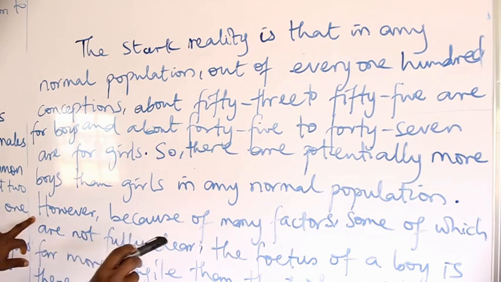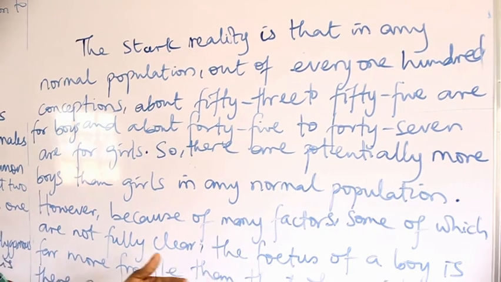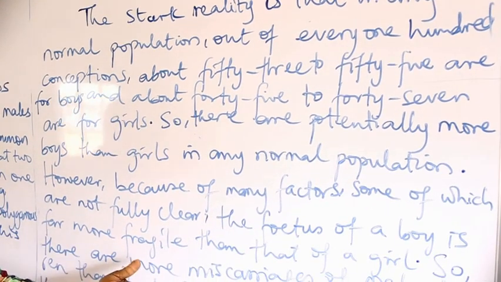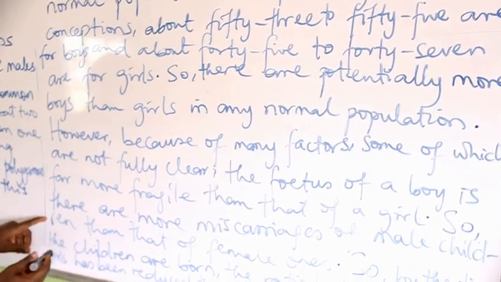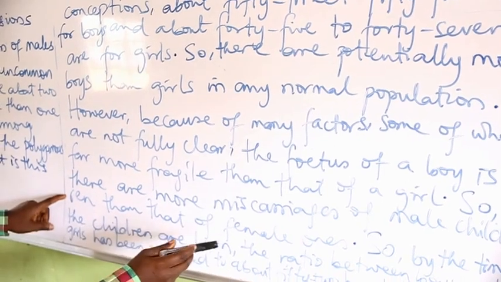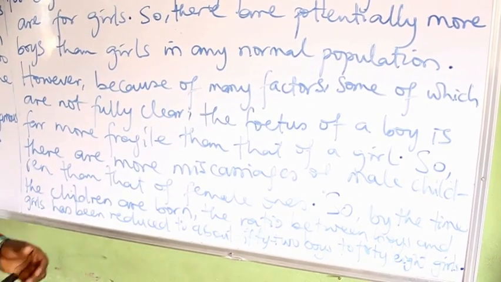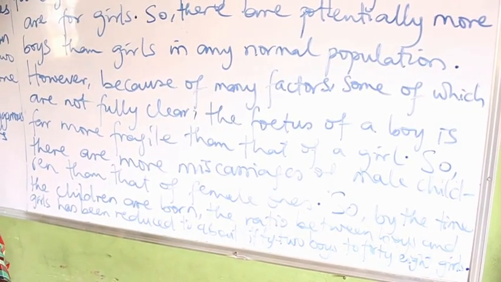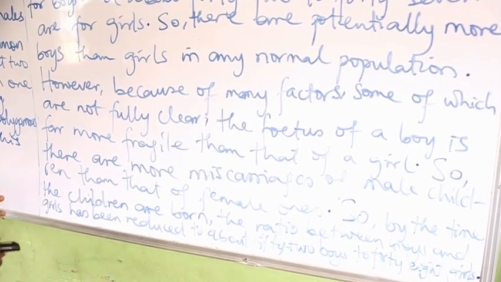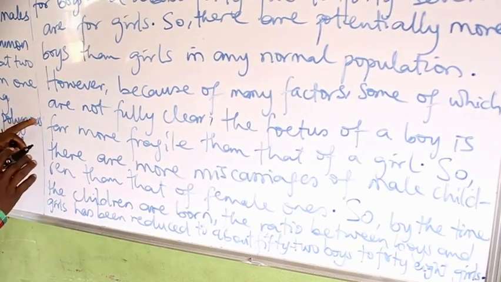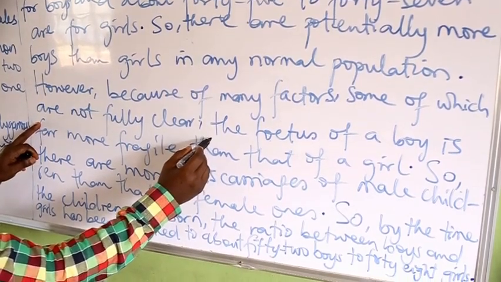However, because of many factors, some of which are not fully clear, the fetus of a boy is far more fragile than that of a girl. So there are more miscarriages of male children than that of female ones. So by the time the children are born, the ratio between boys and girls has been reduced to about 52 boys to 48 girls. Now, if you look at this paragraph very well, you will discover that our topic sentence, this is where we have the answer.